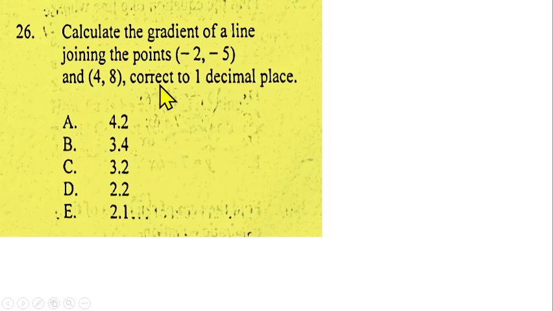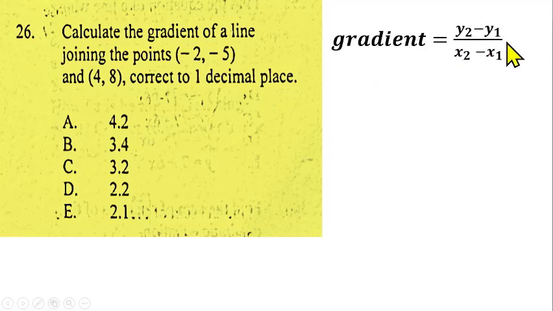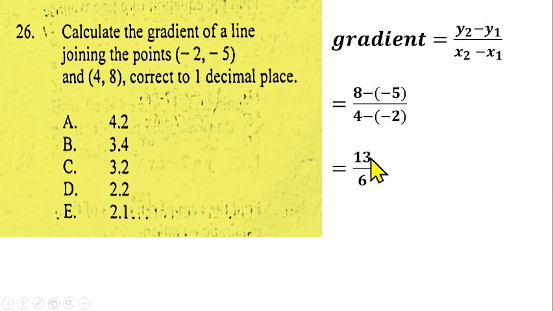To find the gradient of the line joining this point and this point, correct to 1 decimal place, and to find the gradient of a straight line given the coordinates of the two points that the line passes through, we have the gradient to be y2 minus y1 over x2 minus x1, which is change in y over change in x. So from these two coordinates we can get our y2 and y1, our x2 and x1. If you substitute that, we have 8 minus minus 5 over 4 minus minus 2. Simplify further, that will give us 13 over 6.